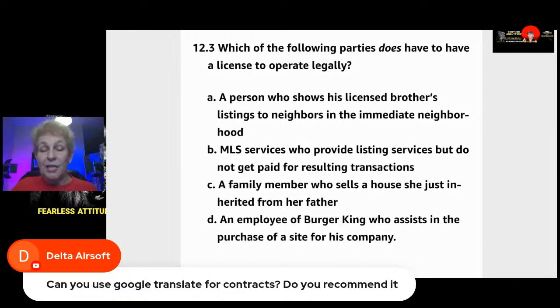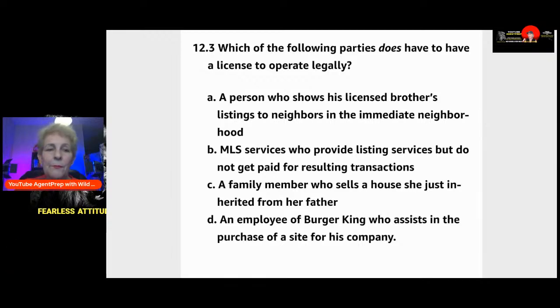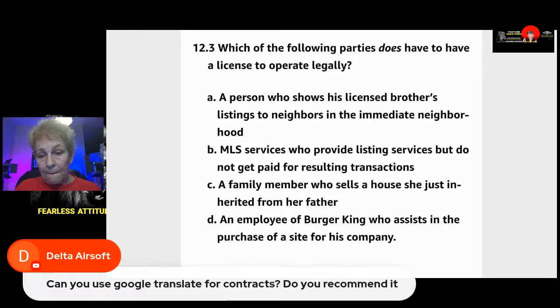I Google particular words sometimes to translate. However, I do not translate a whole contract. Remember, we are not attorneys and we cannot be literally translating exactly what a contract says. We can read it to them and maybe relate what certain words mean. But when we start really translating a legal document, then we're exercising the law and we'll get into trouble. But you can translate a word here or there.